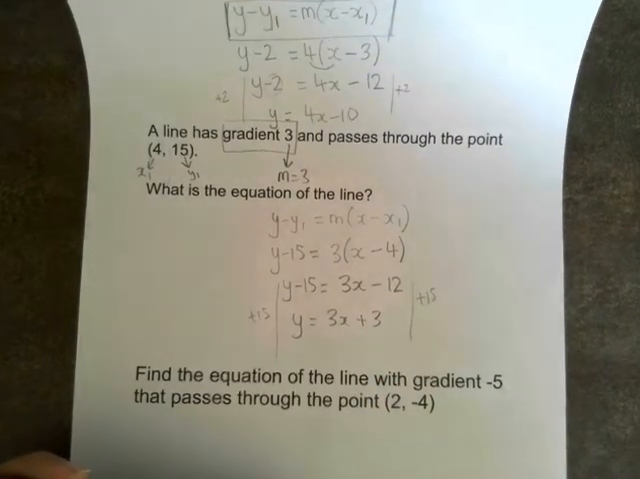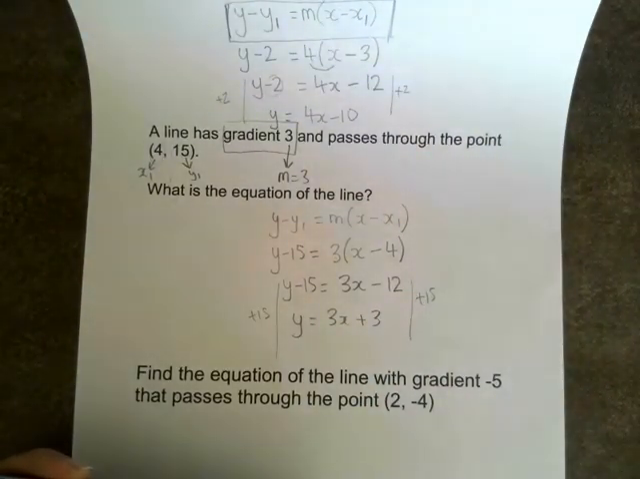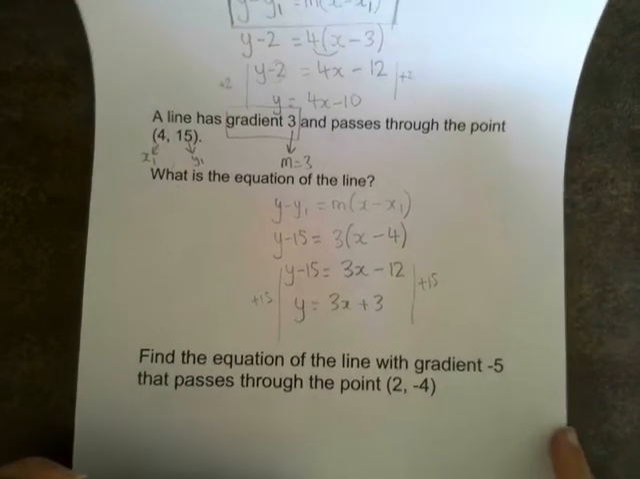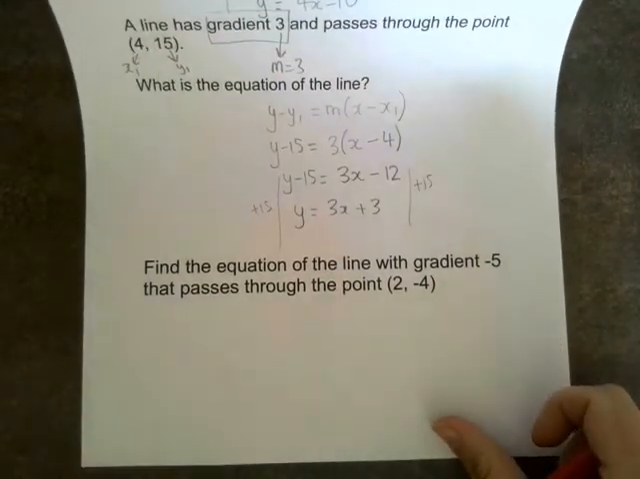So the next couple of examples, even if you think you've kind of got this now, are slightly different because one's got a negative gradient and the other one's got a fractional gradient. So I would just keep listening and make sure you can do those as well.